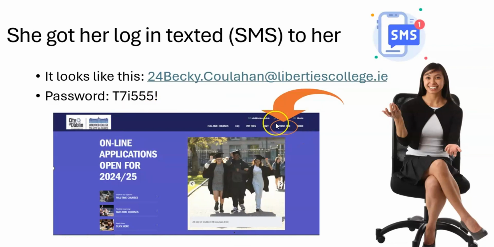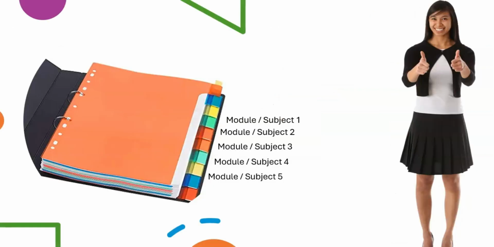Where she logs into Office is either office.com, or she can go to the Liberty's website that you're probably already familiar with. Click on the Student Hub at the very top, and that will bring you into the process of logging into the Office account. Alternatively, just go to office.com and type in the credentials given by text message.